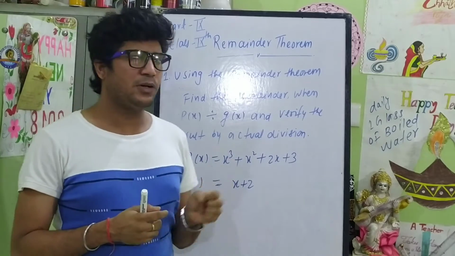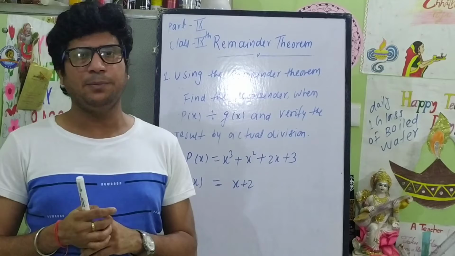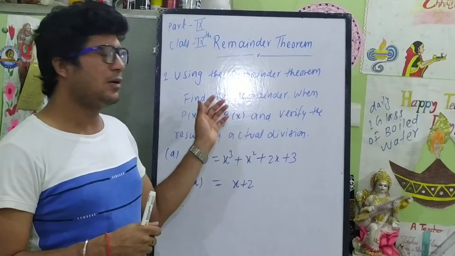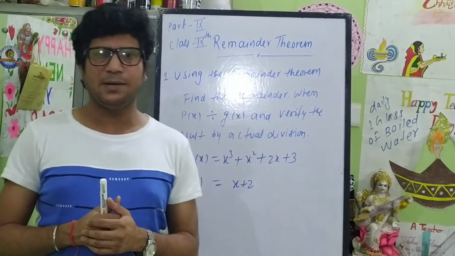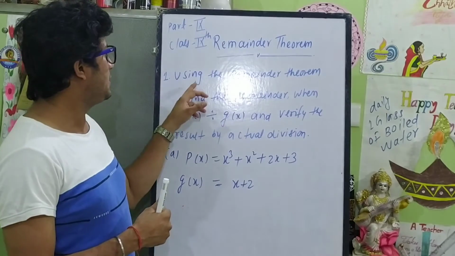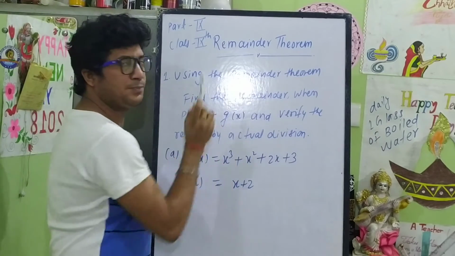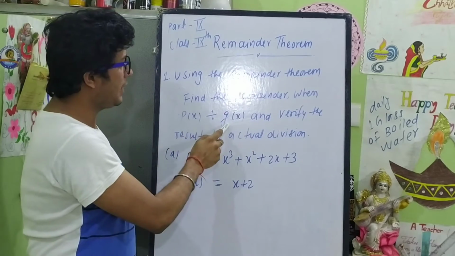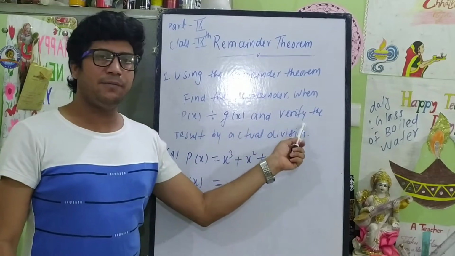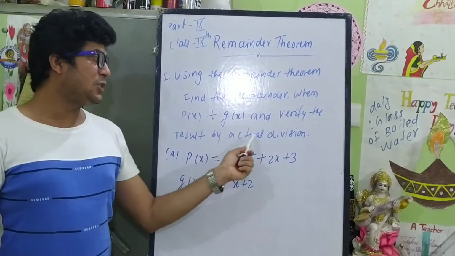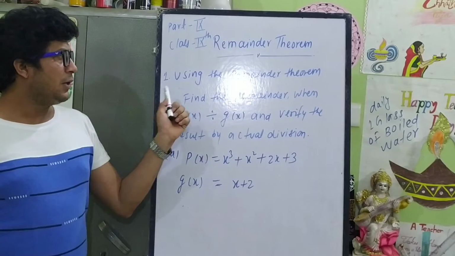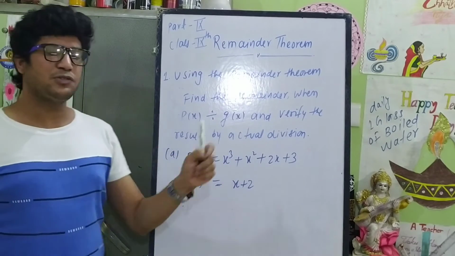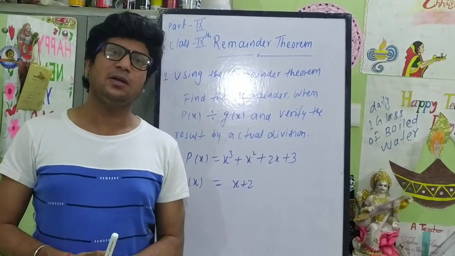Before we discuss what the actual remainder theorem is and the logic behind it, I would like to discuss one question using the remainder theorem, so that the concept becomes clear. The question is: using the remainder theorem, find the remainder when p of x is divided by g of x, and verify the result by actual division. It means you find the remainder using the remainder theorem, and also by actual division.